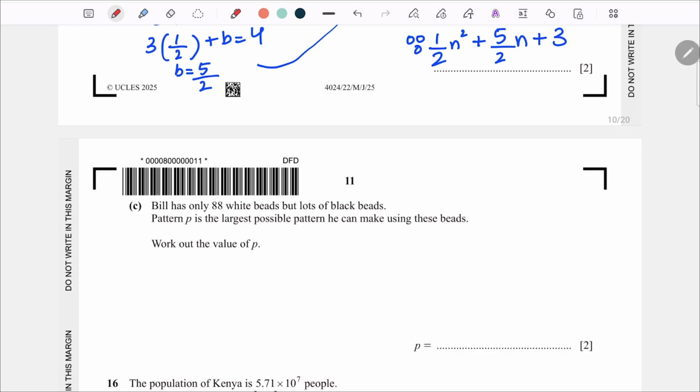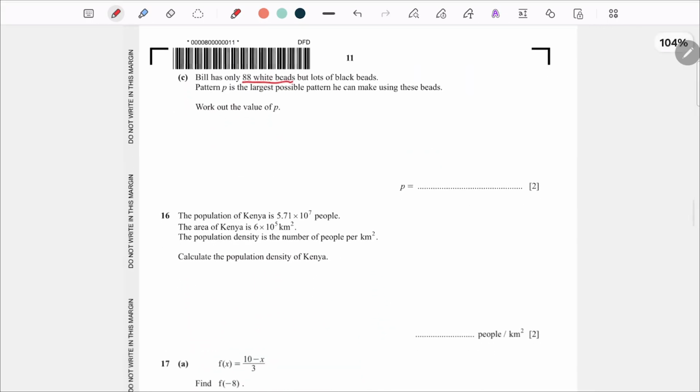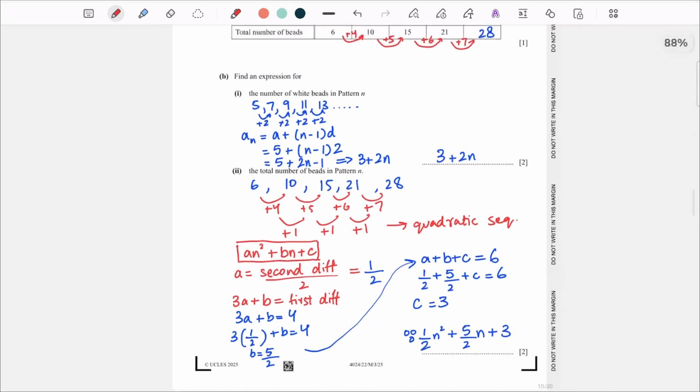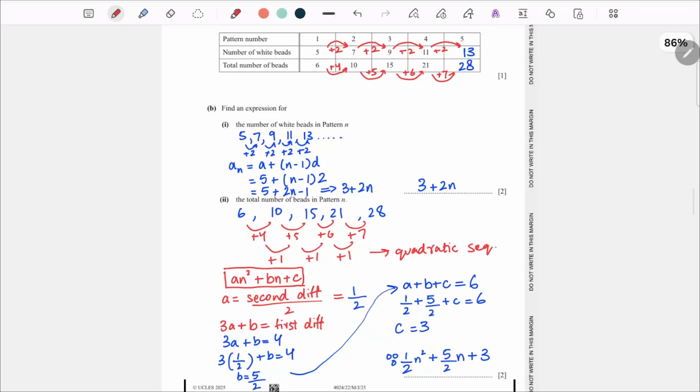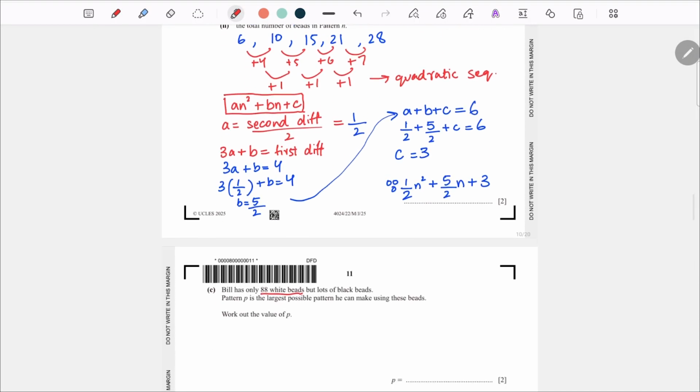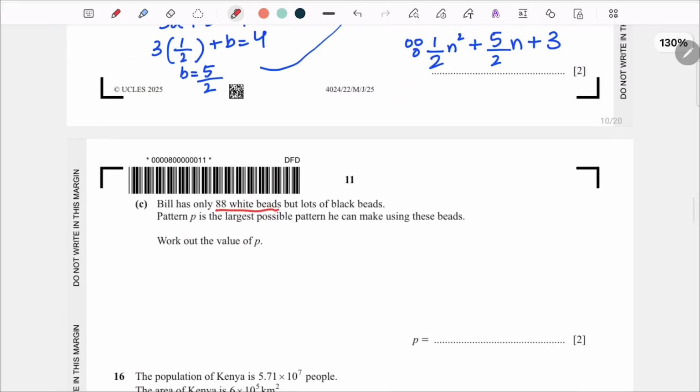Part C, Bill has only 88 white beads but lots of black beads. Pattern P is the largest possible pattern he can make using these beads. Work out the value of P. Now, the number of white beads is given to us. We have the formula for the number of white beads. The formula was this. Now, using the formula for the white beads, we'll find out the value of P.